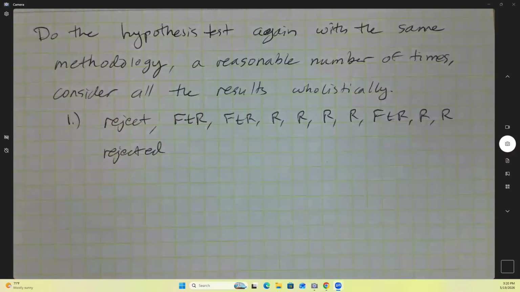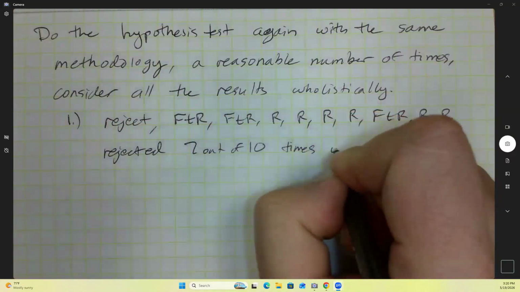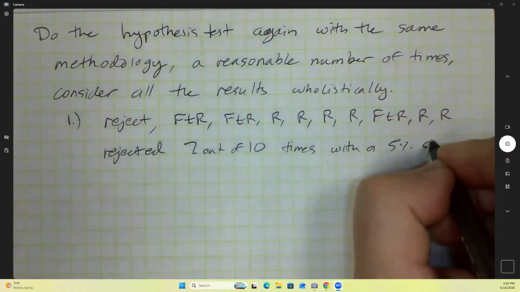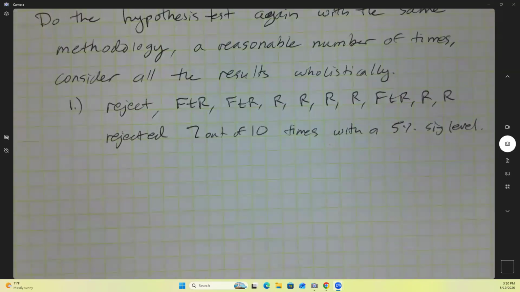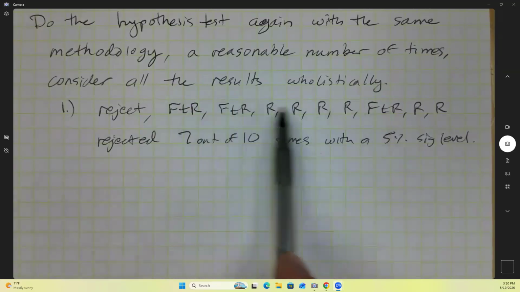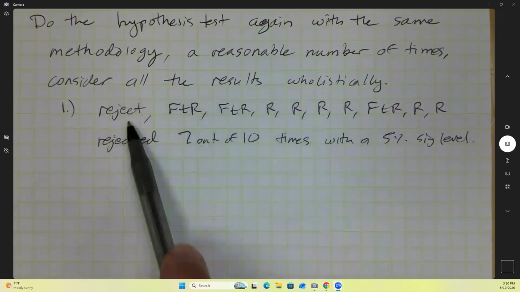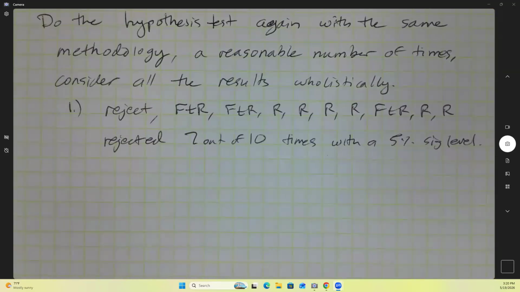And remember, it's not just a 50-50. We rejected 7 out of 10 times with a 5% significance level. That's pretty strong data. All right, we can consider that holistically to say these 3 were probably type 2 errors where I failed to reject, as opposed to these 7 were type 1 errors where I rejected and I shouldn't have. And you could even do a little binomial test if you wanted to, but we're not going to get to that level. It's just set out your methodology before you do it. What's the main drawback for this one?